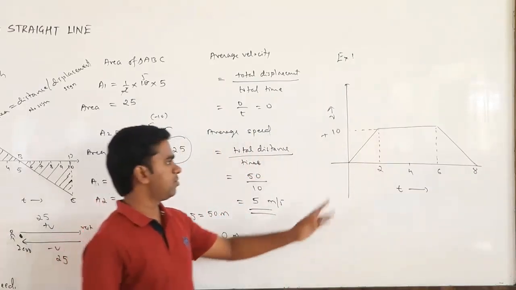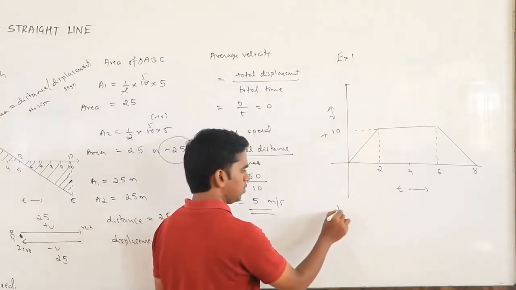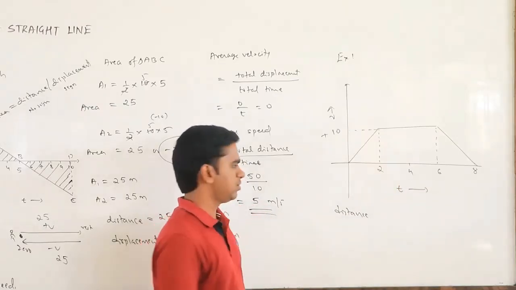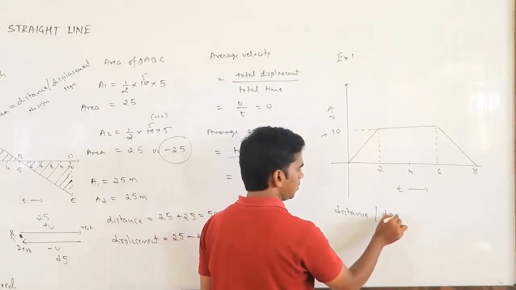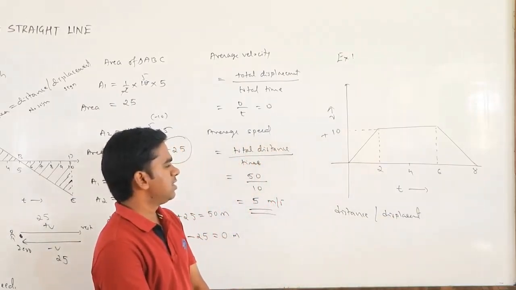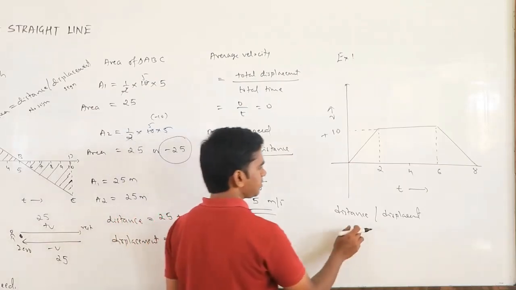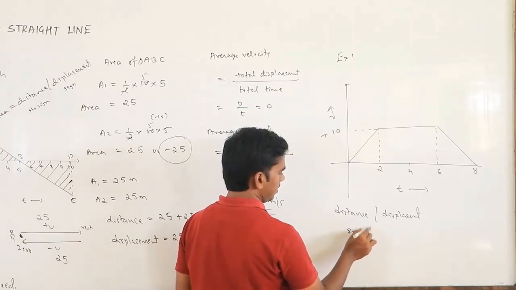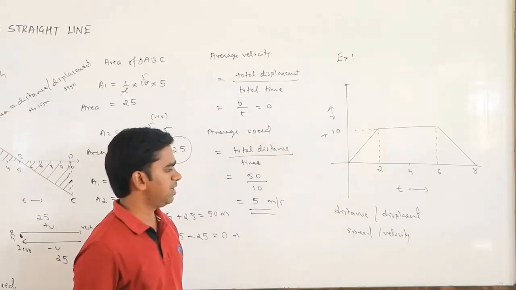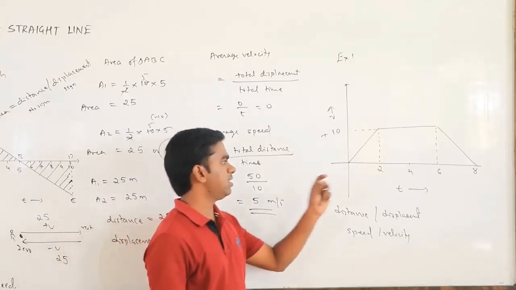What do you have to calculate from this graph? First, calculate distance. Since it is not going negative, distance may be equal to displacement also. So distance and displacement you have to calculate. Then you have to calculate speed or velocity, because the direction is not changing, so you may get similar values. Try with this one. What you have to calculate here is the area.